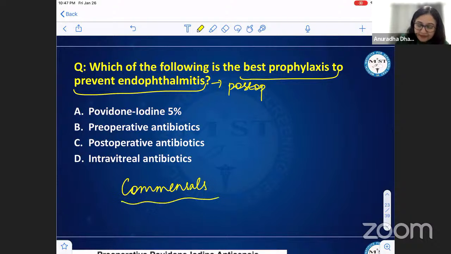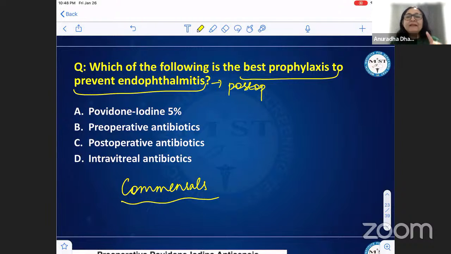Okay, the bacteria who are already there around the eye, on your lids or your eyelashes or your conjunctival sac, they are the main causative organisms. So we have to provide antiseptic prophylaxis against these commensals so that they do not cause endophthalmitis after any intraocular surgery.